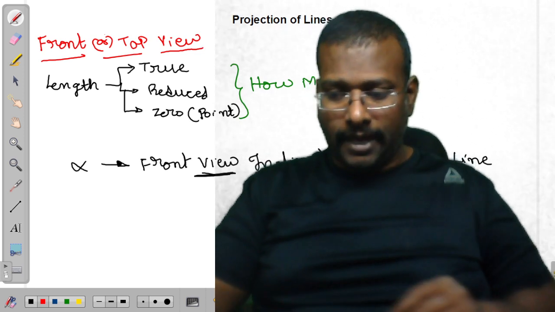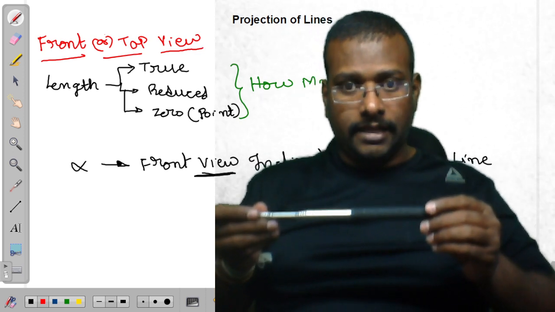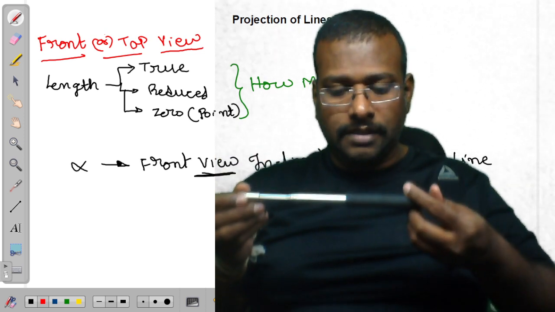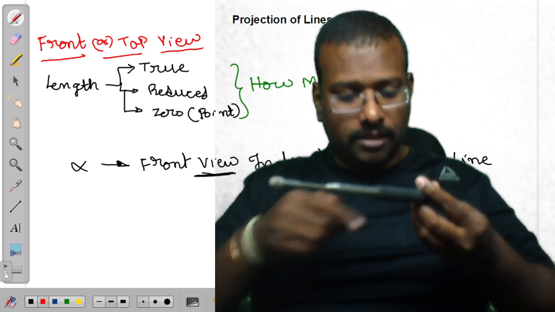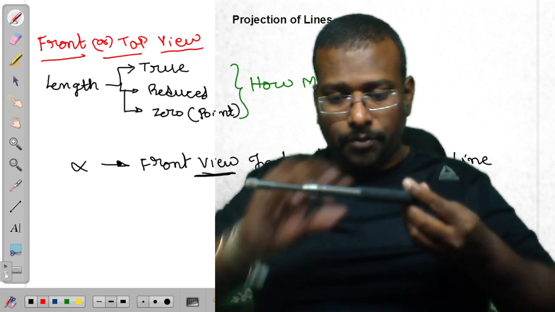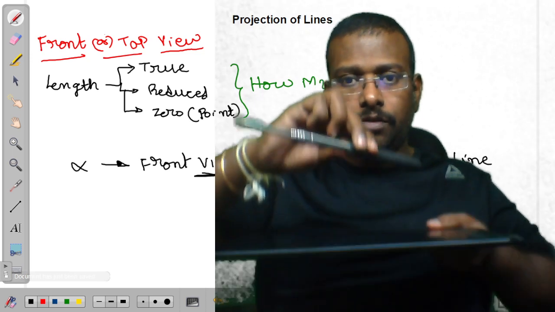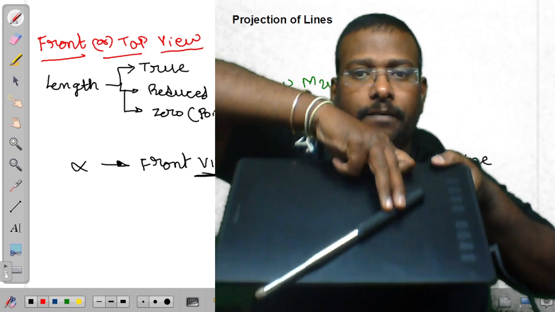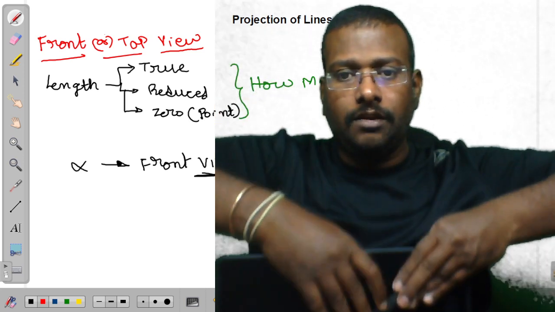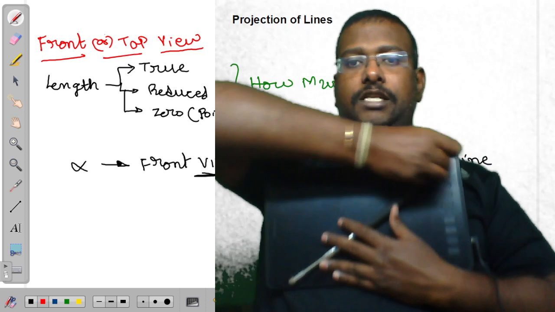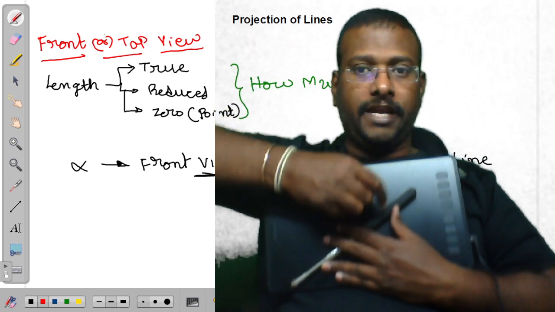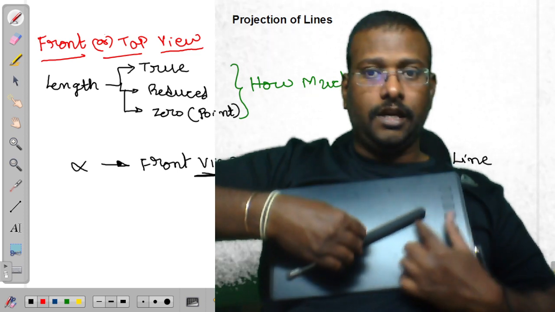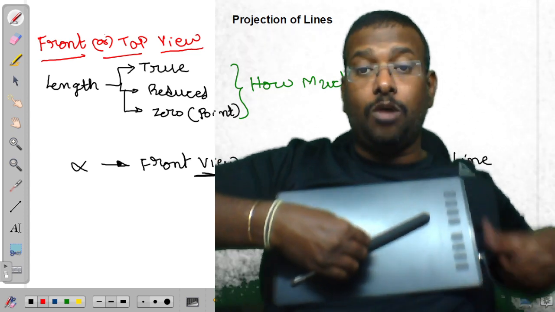Just keep the pen like this, inclined to VP, like this. In the top view, just observe. If you bring it like this, it is going to have some inclination. After rotating, this is your XY line, and this is making some inclination with the horizontal. How much is it, sir?